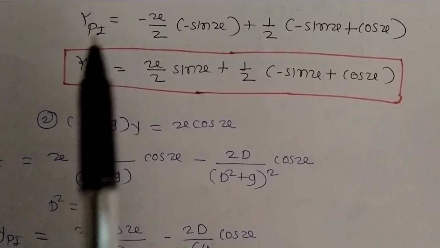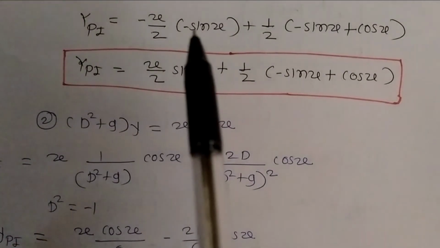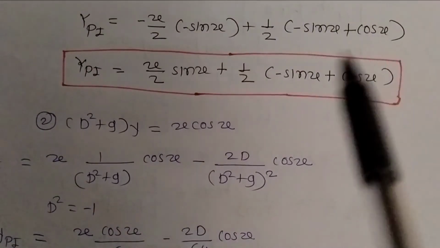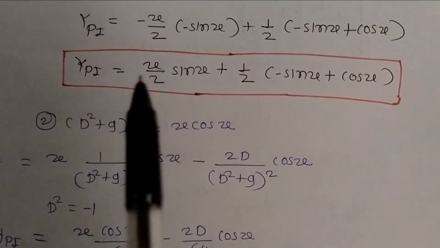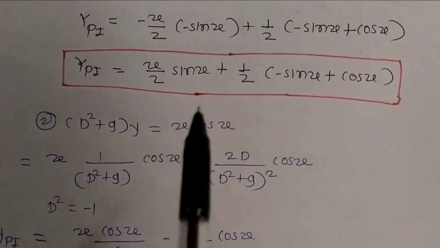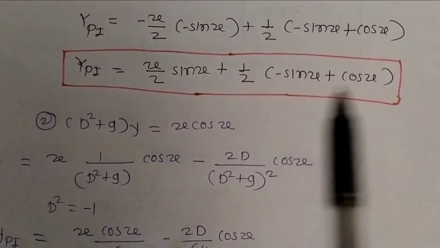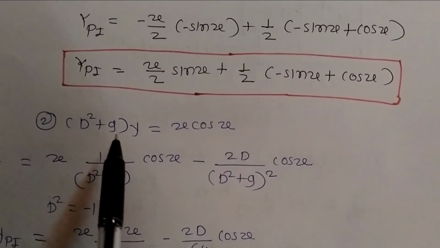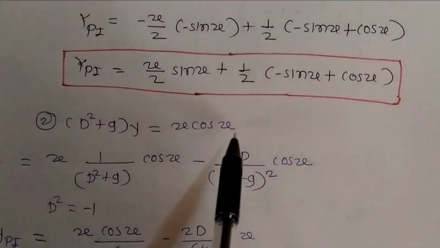And then y particular is equal to x by 2 minus sin x plus 1 by 2 minus sin x plus cos x, that is, y particular is x by 2 sin x plus 1 by 2 minus sin x plus cos x. The next example is d square plus 9 y is equal to x cos x.